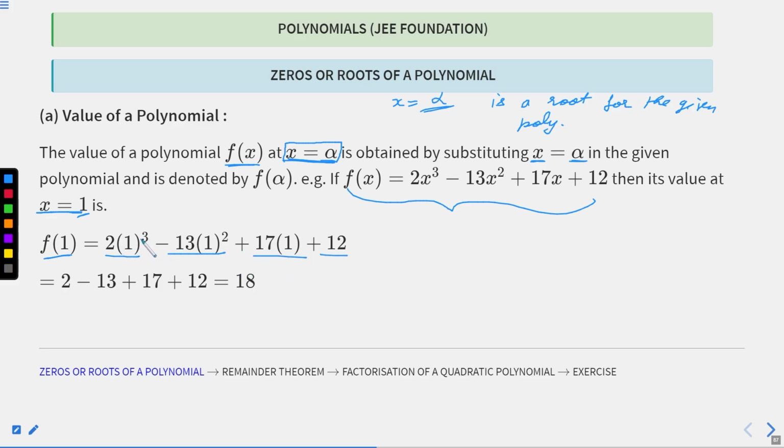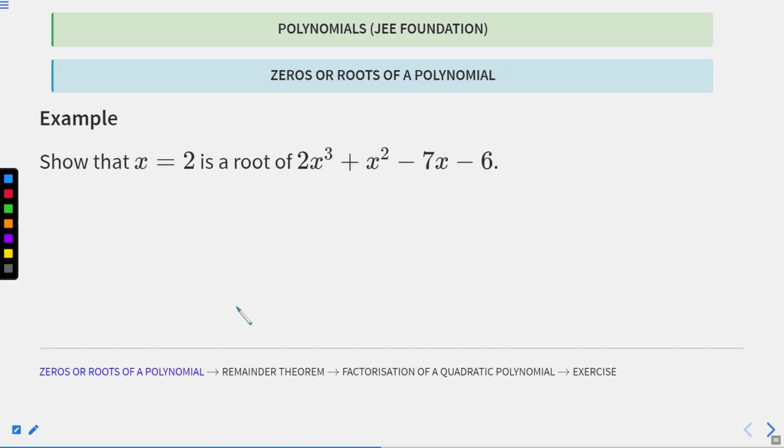Just solve it. 1 cube is 1, so it is just 2. 1 square is 1, so it is just 13. Then 17, 12. Now by adding, 2, 17 and 12 will give me 31, and this one has a minus sign, so this and this will give me minus 13 plus 31, which is 18. I hope you can easily do this. Okay, so let's move to next.